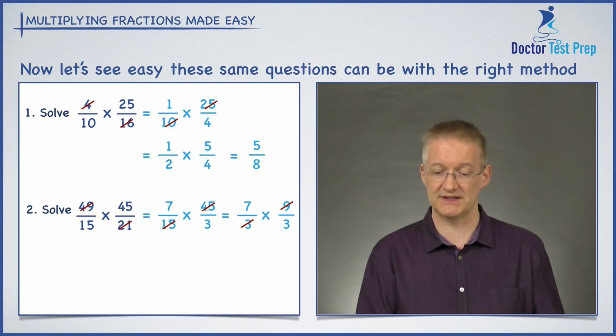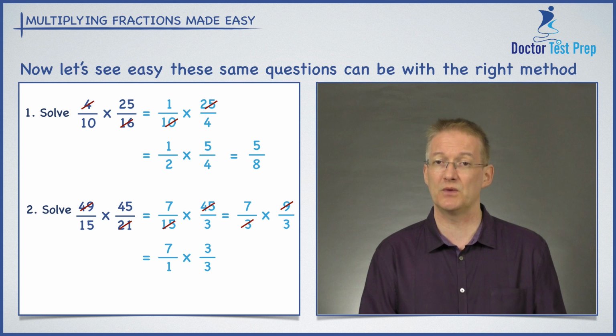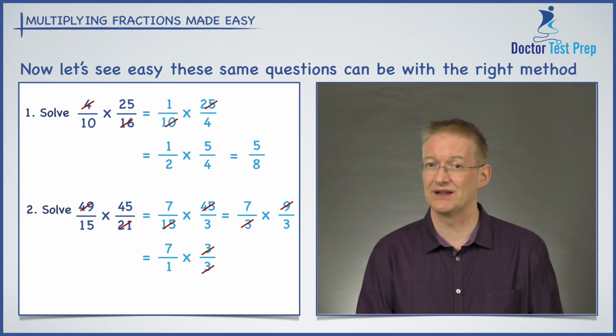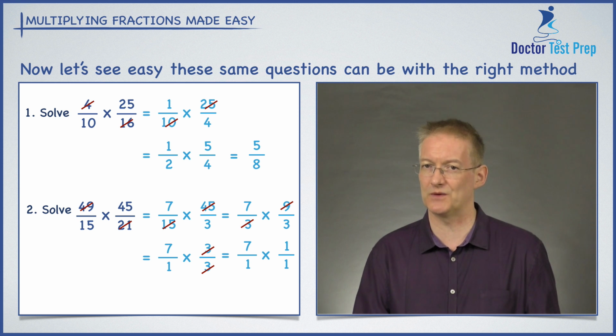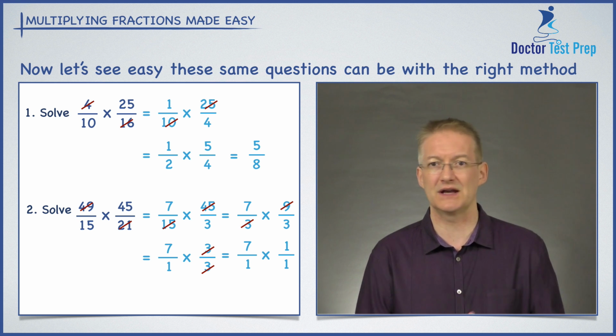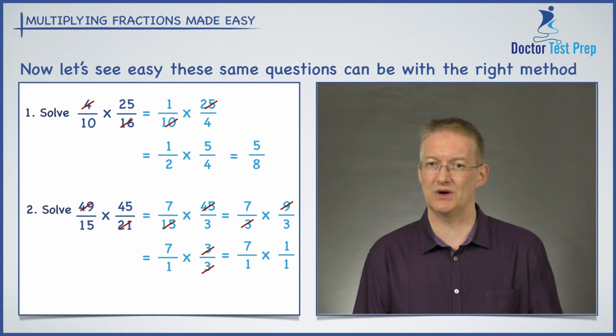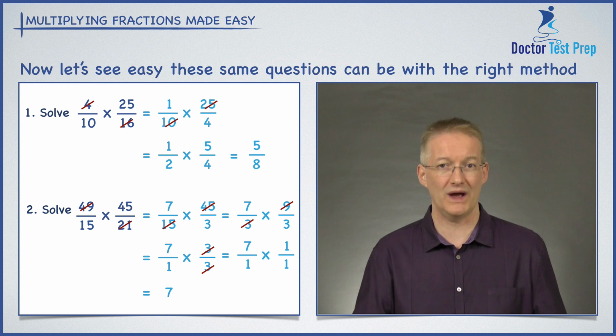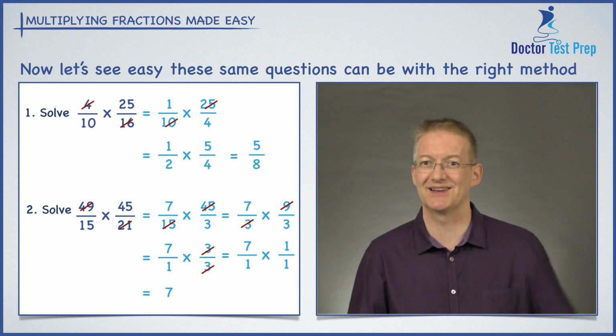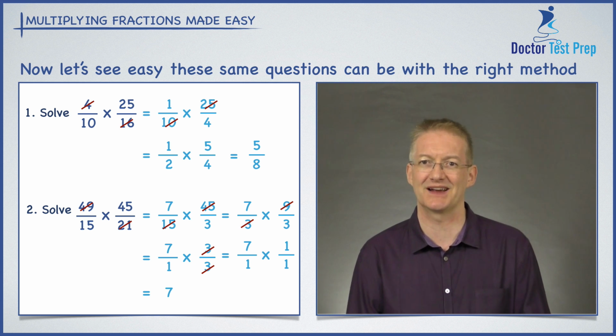3 into 9 goes 3 times. That's going to give me 7 over 1 times 3 over 3. Now, I can reduce the 3 and the 3. 3 goes into 3 once, 3 goes into 3 once, so I'm left with 7 over 1 times 1 over 1. Now, nothing else will reduce, so 7 times 1 is 7, 1 times 1 is 1, and 7 over 1 is 7. So that was way easier than the previous attempt where we had all those horrible high numbers.